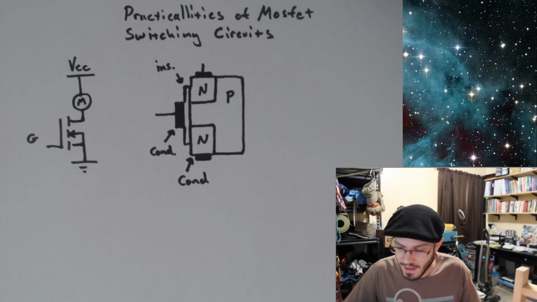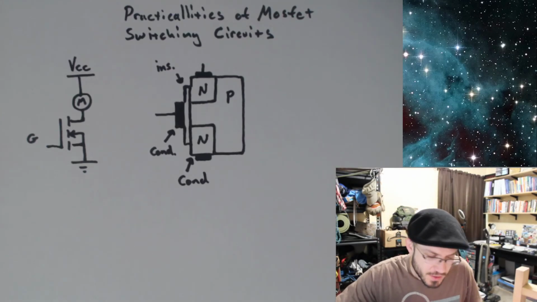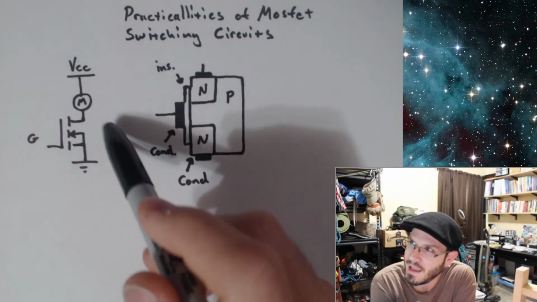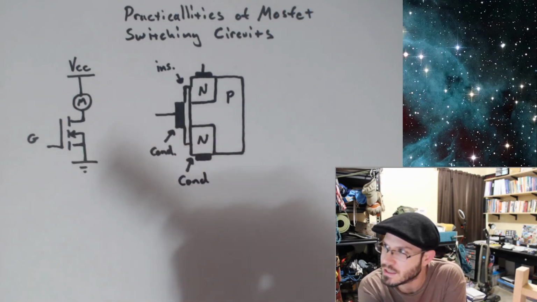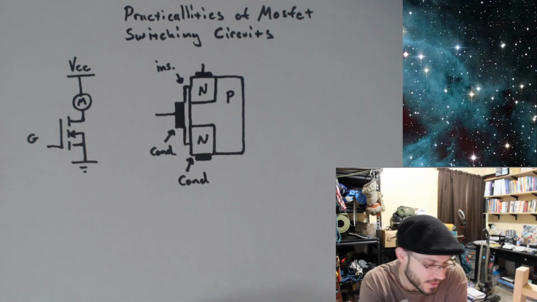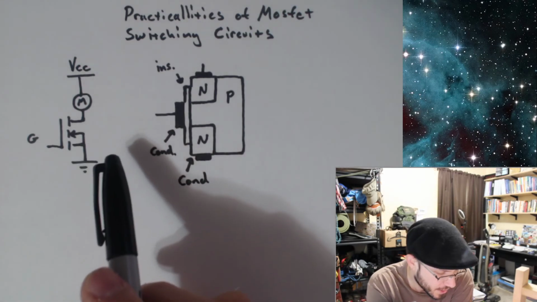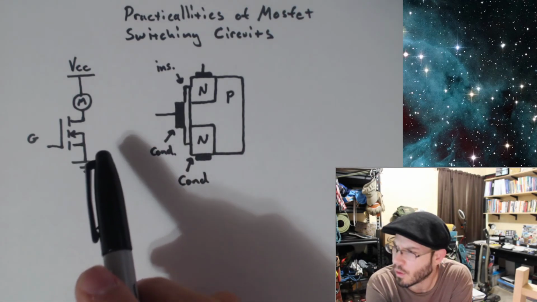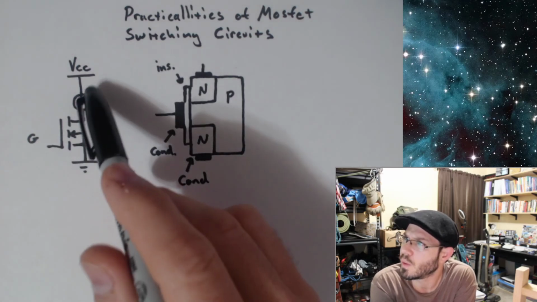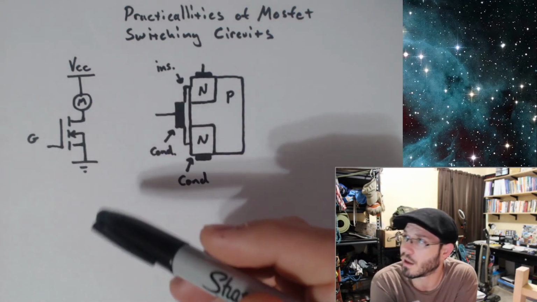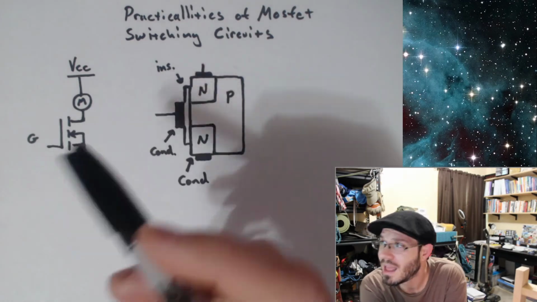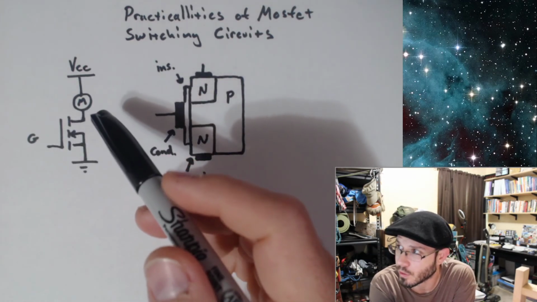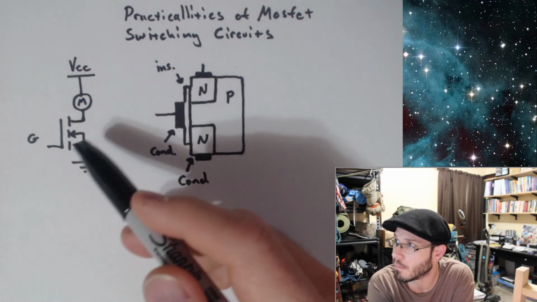Welcome back, everyone. So last time we covered MOSFETs, specifically that enhancement type power MOSFET that we were using for switching some load on and off, something like a motor. This is very typical of an application of using a MOSFET.